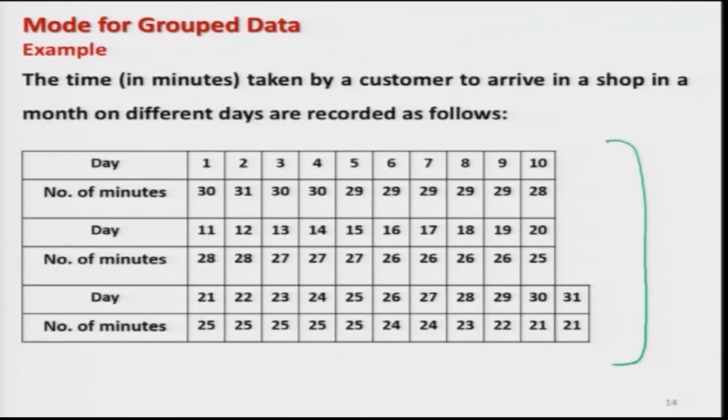Now, we consider an example, and I will show you how to compute the mode based on this data. This is the same example that we considered earlier: the time taken by a customer to arrive in a shop inside a mall on different days is recorded, and there are 31 days. So, there are 31 values on the number of minutes that the customer takes.